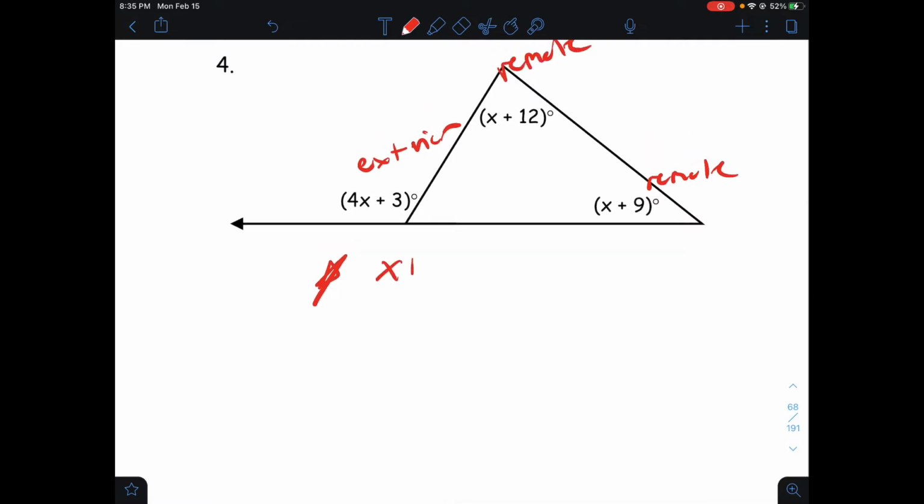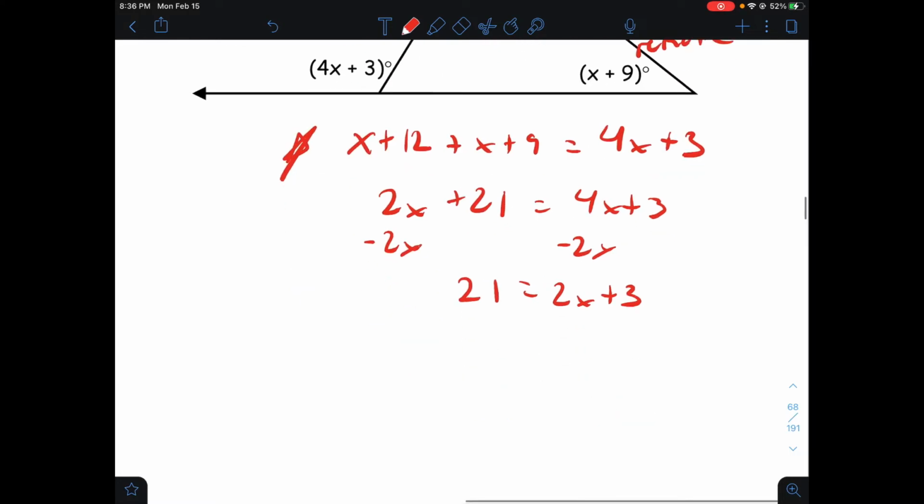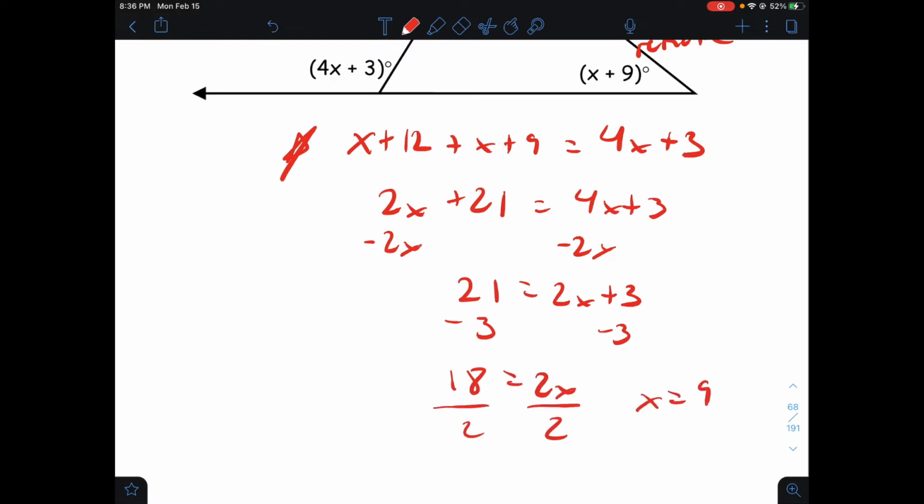So you should get that x plus 12 plus x plus 9 equals 4x plus 3. You get 2x plus 21 equals 4x plus 3. And let's see, I'm going to bring the 2x over here. You could have solved this differently, but this is how I want to do it. Minus 3. You get 18 equals 2x. Should get that x equals 9.